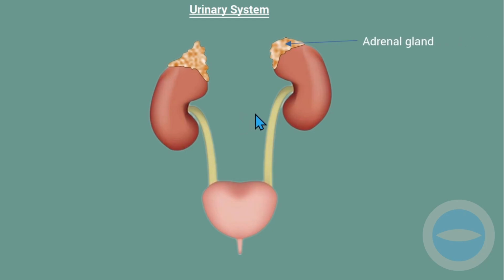So the first part is the adrenal gland. The adrenal gland is not part of the urinary system, but it releases a hormone that functions in the kidney in controlling the salt level. We will talk about it in the next couple of videos when we do homeostasis.